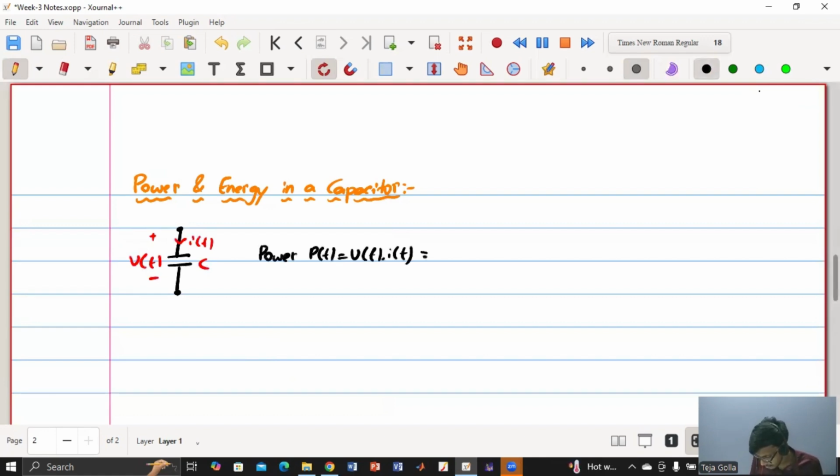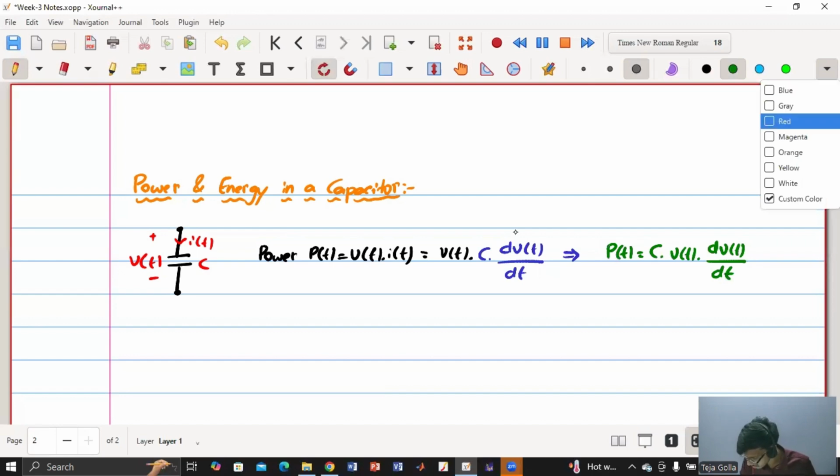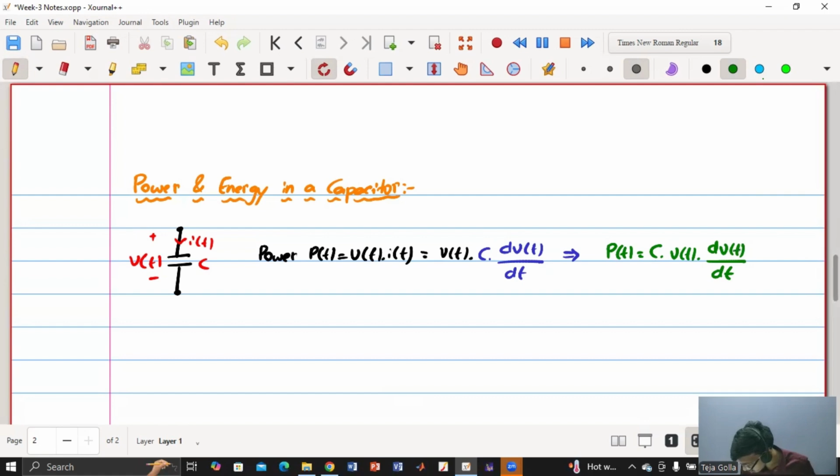what is I of t of a capacitor? Anyone? What is I of t for a capacitor? Someone has mentioned in the chat box, C dV by dt. Yes, you're right. It is C into dV of t by dt. So now we'll get P of t is equal to C into V of t into dV of t by dt. So tell me, can this be only positive or can it be negative?